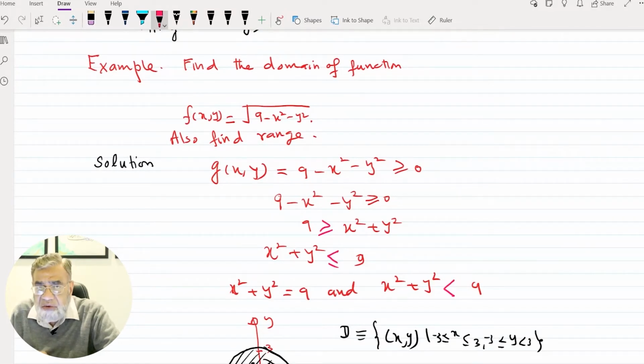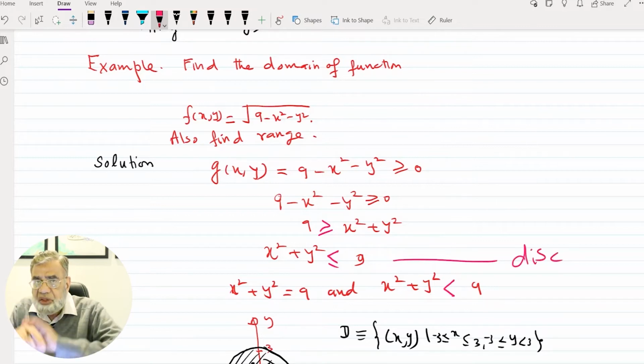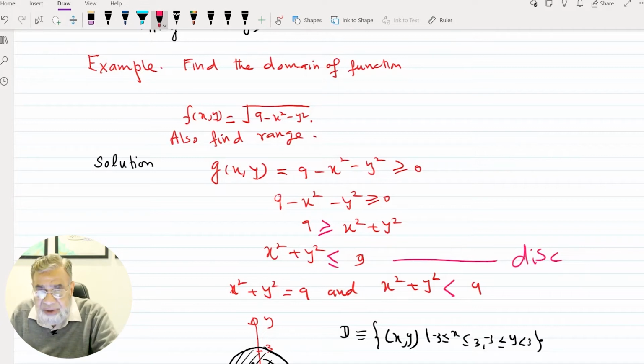Now this is the equation of a circle, and this is inside the circle. So if we say this one, this is the equation of the disk. So you have the disk. And if this is bigger than or equal to 9, this is the equation of the hole, that is, the outside of the circle is defined, the domain is not inside.